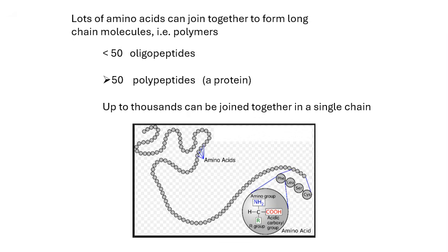Now, lots and lots of amino acids can join together to form long chain molecules. Polymers, yes. Now, if there's two of them, it's a dipeptide. If there's less than 50, an oligopeptide. If there's more than 50, then it's a polypeptide, and that is a protein. And up to, well, thousands of them can be joined together in a single chain.